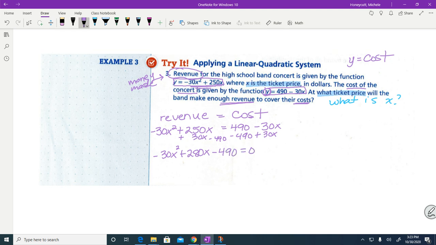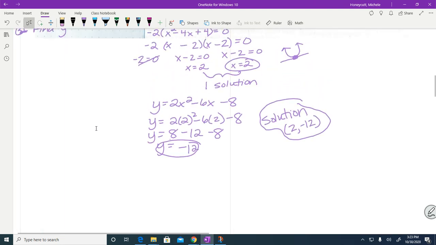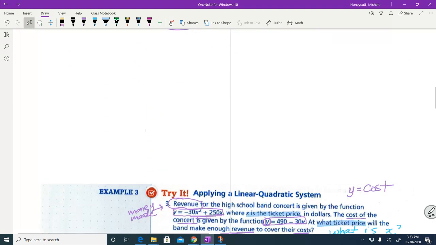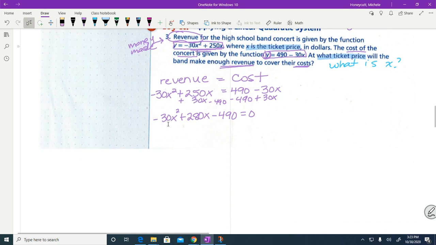I have a quadratic equation. My methods for solving quadratic equations are listed above. I can either factor, use square roots, complete the square, or use the quadratic formula. I like to try to factor first because it usually tends to be the quickest way. So let's try to factor. Is there a greatest common factor? Yes, I can factor out a negative 10 from all three terms.